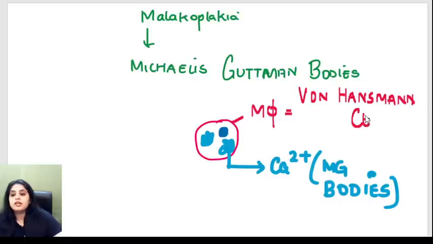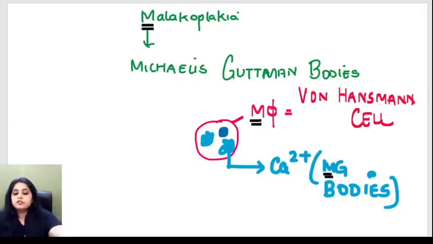So what is a von Hansmann cell? It's a macrophage which has eaten up which bodies? It is a macrophage which has eaten up the Michaelis-Guttman bodies. So please remember, ultimately M for Malakoplakia, M for a macrophage known as von Hansmann cell which has eaten up M for Mg bodies made up of calcium.